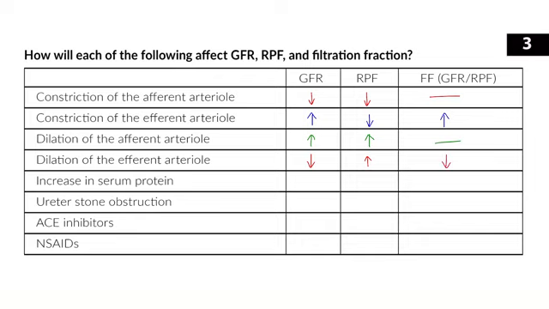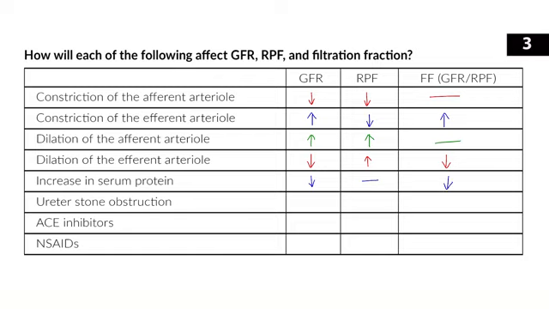Now, increase in serum protein. Let's think about what's going on here. With higher protein content in the blood, that osmotic load of the protein is going to keep fluid in the vessels, so less plasma is going to escape. So an increase in serum protein will decrease GFR for that reason, but it's not going to do anything to the renal plasma flow. So the net result here would be to decrease the filtration fraction.